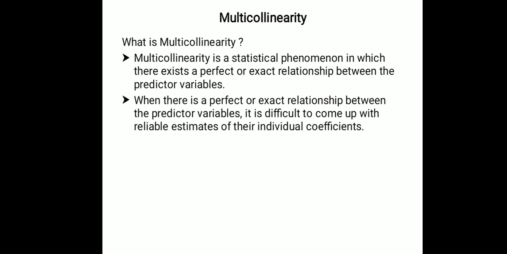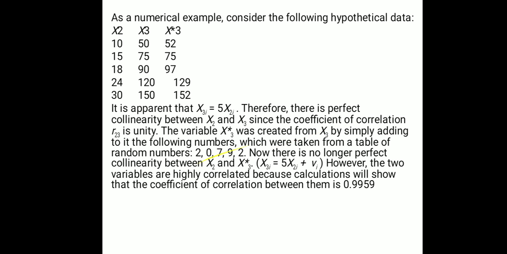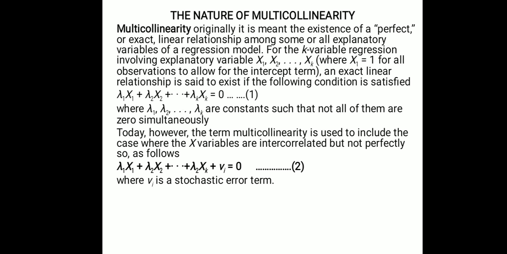See, multicollinearity is a statistical phenomenon in which there exists a perfect or exact relationship between the predictor variables. When there is a perfect or exact relationship between the predictor variables, as I said, x2, x3 or x3, x4 like that, it is difficult to come up with reliable estimates. If x2, x3 are correlated, then it is very difficult to come up with reliable estimates of their individual coefficients. So, the nature of the collinearity, how it is.